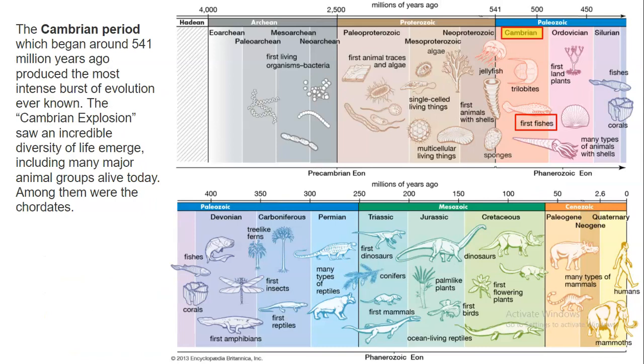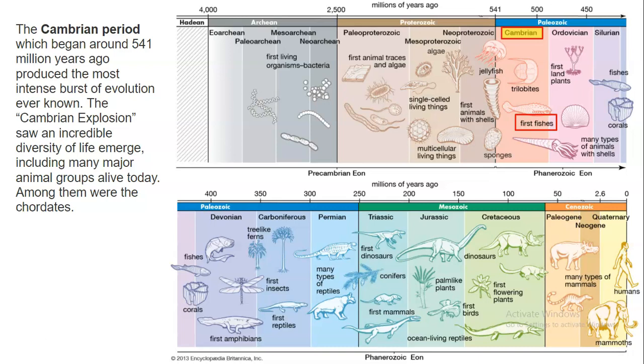Animals first came about, or I should say, they really blew up around 541 million years ago. This was the most intense burst of evolution that we know of in the history of life on Earth. It's called the Cambrian Explosion, and it saw an incredible diversity of life emerge.